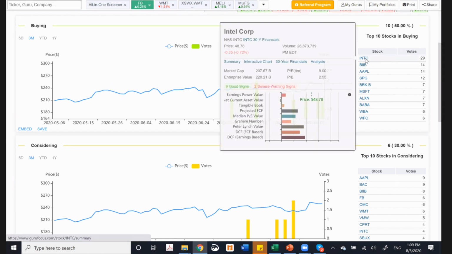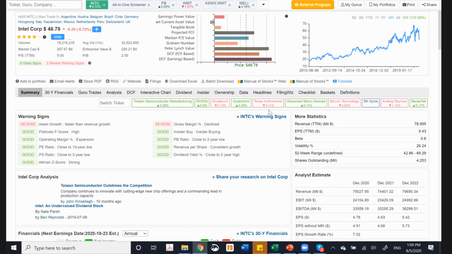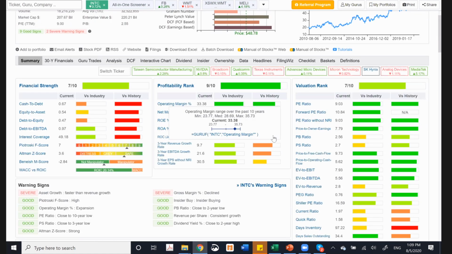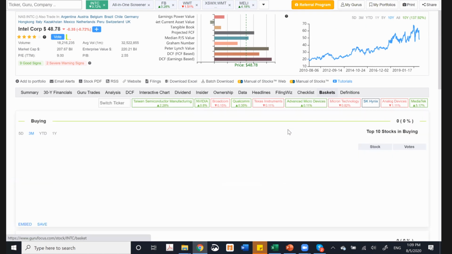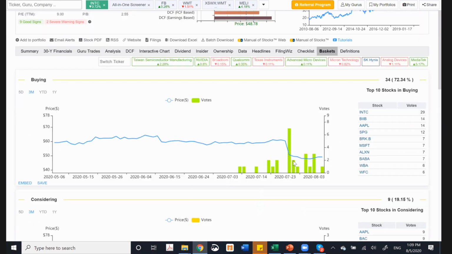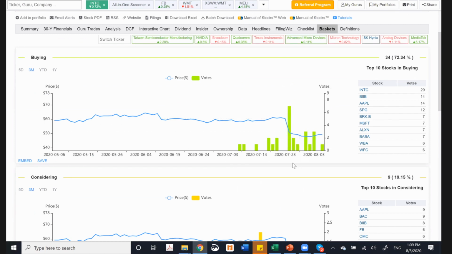You can see that Intel is now the most voted company among our users as buying. And if I come to Intel, especially you can see that when Intel, okay, can you see my screen? Just wondering.